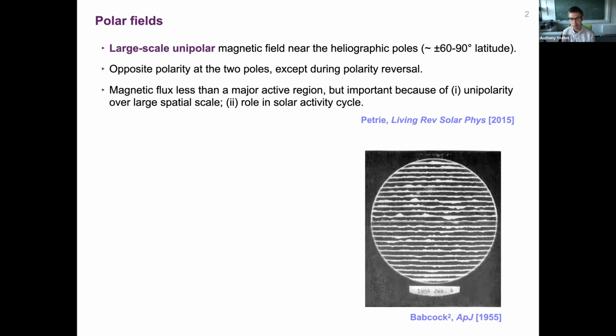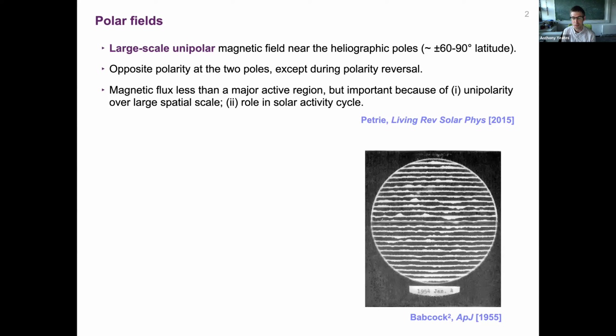This is probably one of the earliest observations of the polar fields, from Babcock and Babcock. I don't know if you can see here, but they have these traces at different latitudes. I don't think I have a pointer, but if you look in the north, you can see the graph is above the horizontal line, indicating one polarity, and then in the south, near the South Pole, it's below the line, indicating the opposite polarity. And this was in 1954.